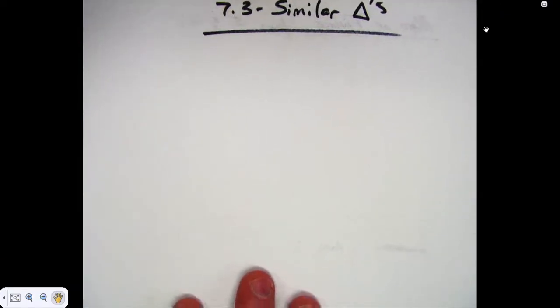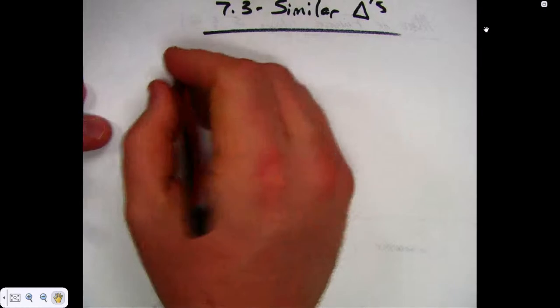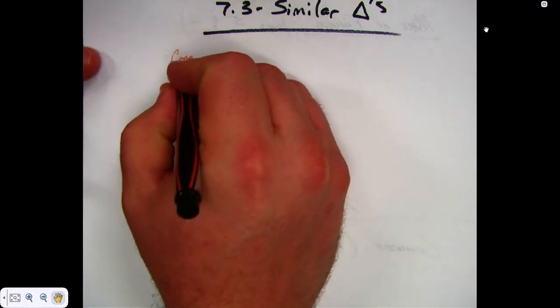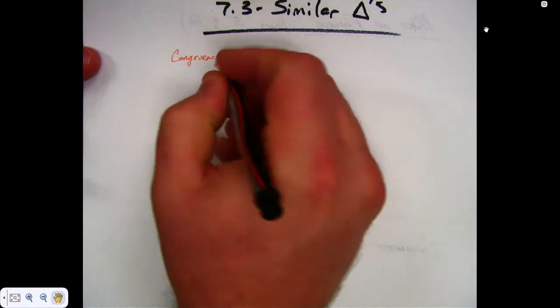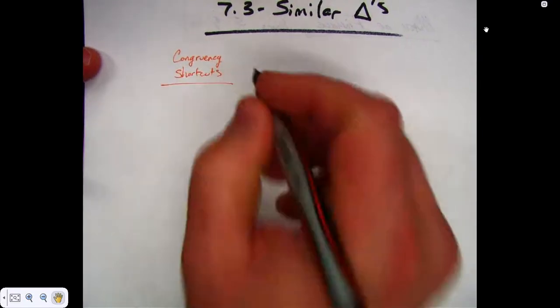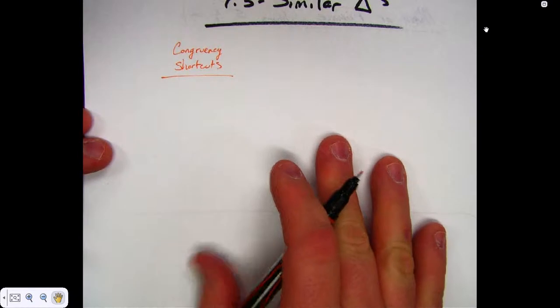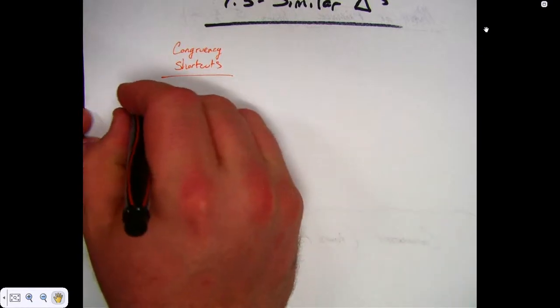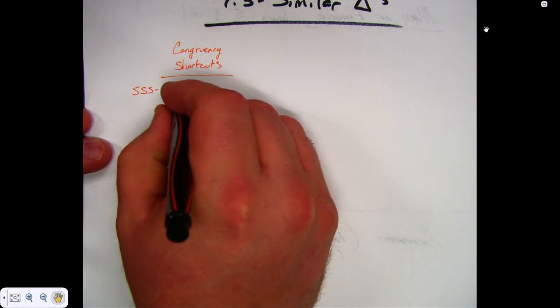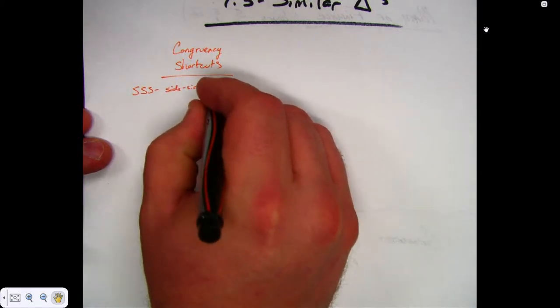Okay, similar triangles. First, I'm going to start with our congruency shortcuts. You guys remember those? You don't remember side, side, side? They all look the same to me, like the SSA and SAS.